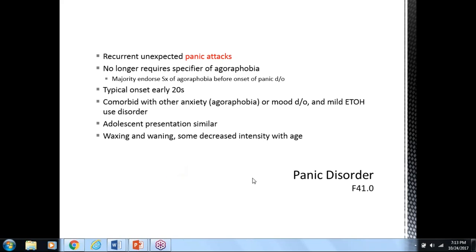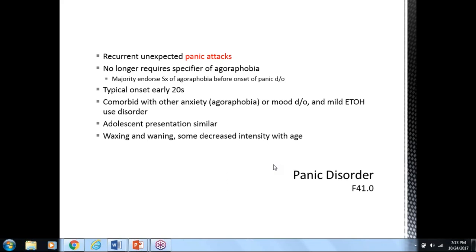So anyway, panic disorder is recurrent unexpected panic attacks. That's really what panic disorder is. You used to require with or without agoraphobia. You don't have to do that anymore. And I think agoraphobia we may talk about in just a couple of slides. But panic disorder and agoraphobia are two different things, but they often occur together.